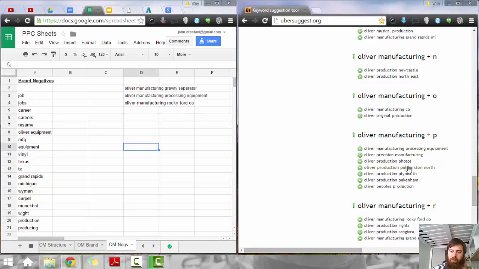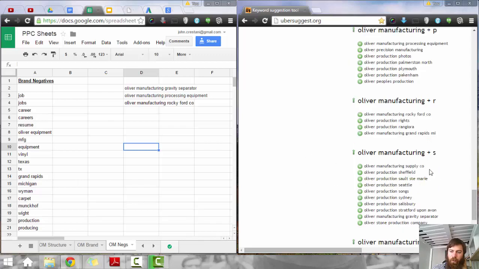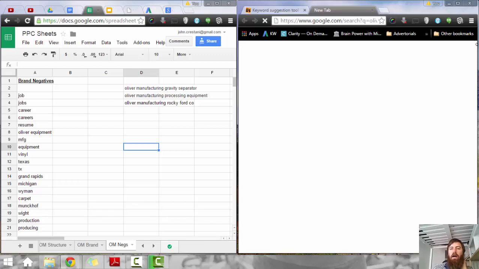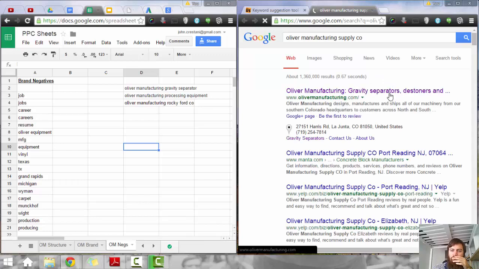Processing equipment. Manufacturing, Rocky Ford, Colorado. Oliver Manufacturing Supply Co. So now we want to see, is this our company as well? Somehow this is showing up for Oliver Manufacturing Supply. Okay, here we go. Oliver Manufacturing Supply Co., Port Reading, New Jersey. Let's check this out. This looks like a completely different business.